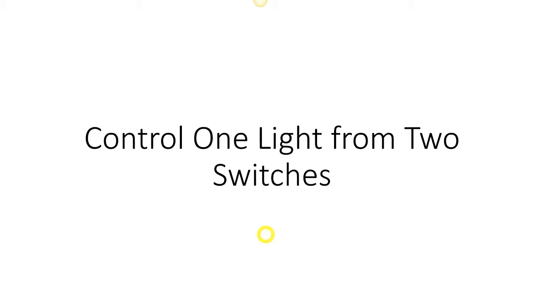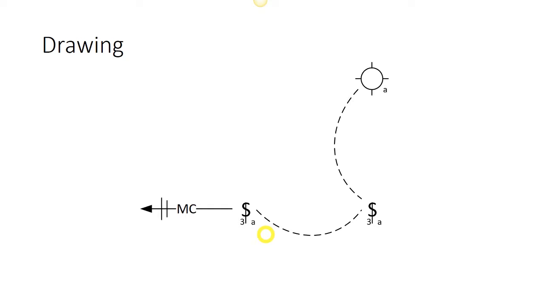Okay, here we are at the description for controlling one light from two switches. Along with this project you have a job sheet, and on the job sheet it describes all the components you're going to need to build this circuit, all the tools that you're going to need to construct this circuit, and this drawing. So we're going to talk about this drawing.